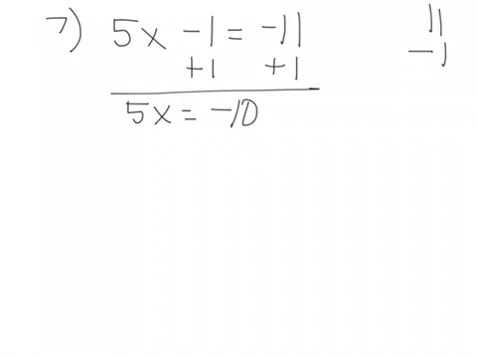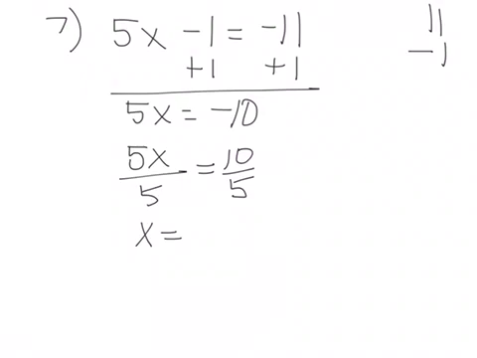We want to get x by itself. It's multiplied by 5. What's the opposite of multiply? Divide. So I will divide both sides by 5. 5x divided by 5 is x equals, left off my negative right there, negative 10 divided by 5 is negative 2. And of course you can check all of these by plugging the value you find for the variable back into the original equation to make sure it gives a true statement.